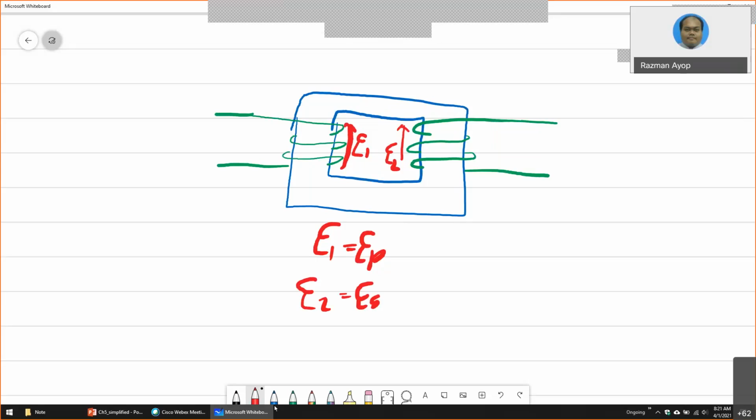1 is usually for primary and 2 is for secondary. And then usually we say that V is here, at the output, at the wire, not the winding. So this is V1, this is V2. So make sure you know the difference. Usually this one is for the supply. For ideal, V1 is equal to V2 because there is no other component.